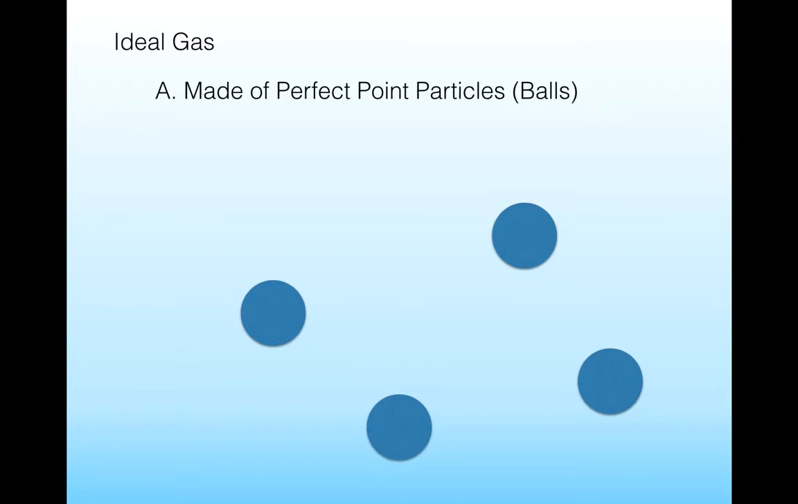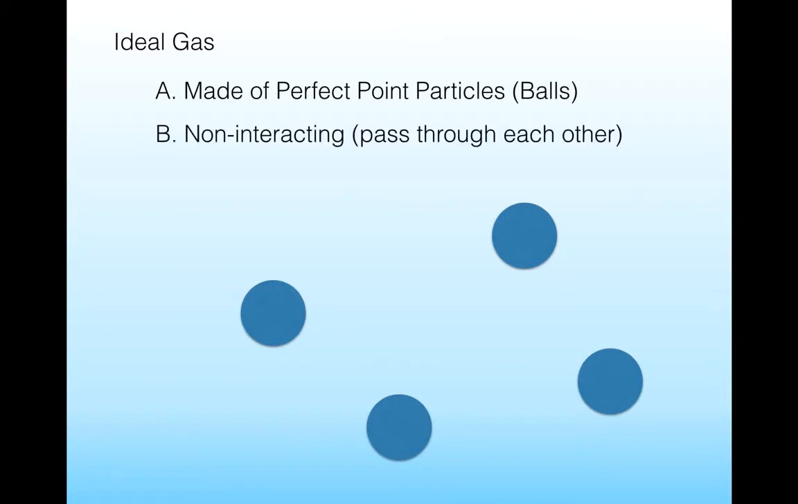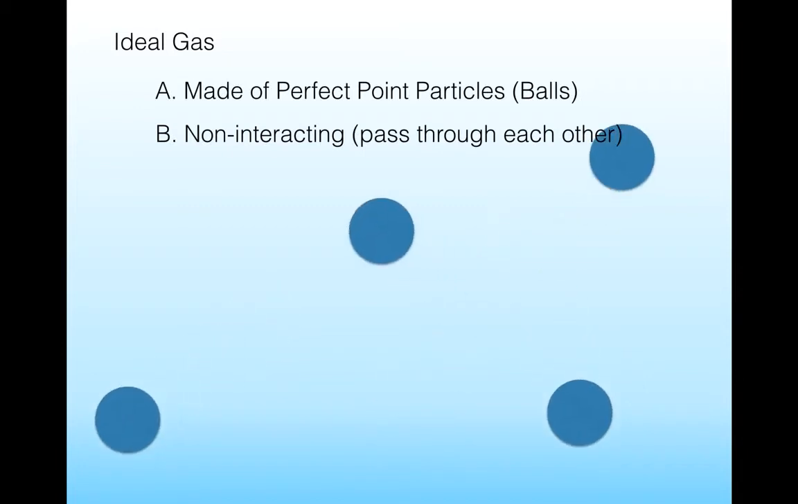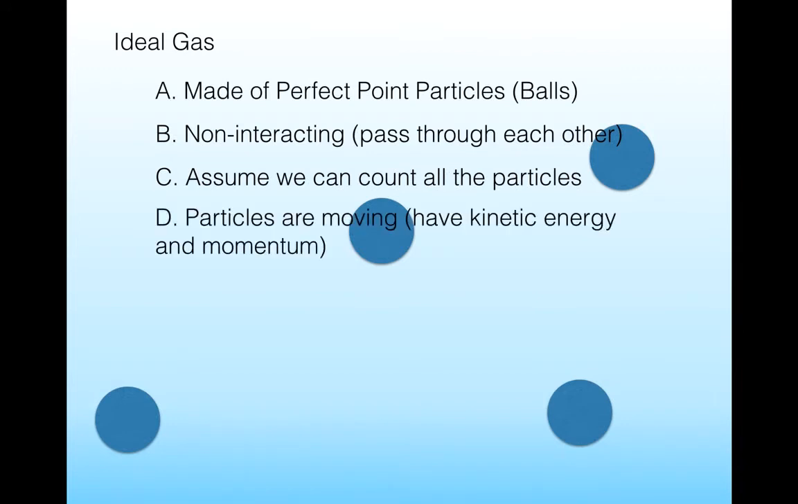So we're going to assume that we have an ideal gas which is made of perfect point particles. You can think of them like little tiny miniature billiard balls. And these billiard balls are non-interacting, which means they can pass through each other. As they move, they can just move right past each other and they don't interact with one another. We also can assume that we can count all the particles and that we have some idea of how many there are. Again, we can either use capital N, the number of particles, or little n, the number of moles of those particles.